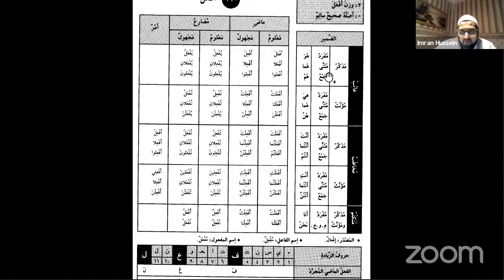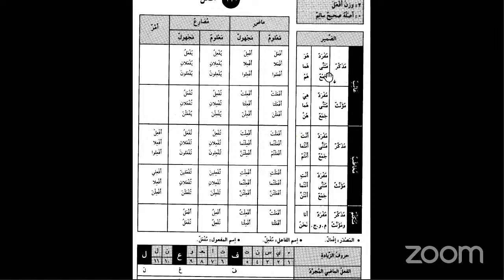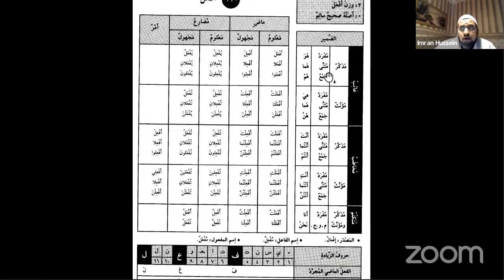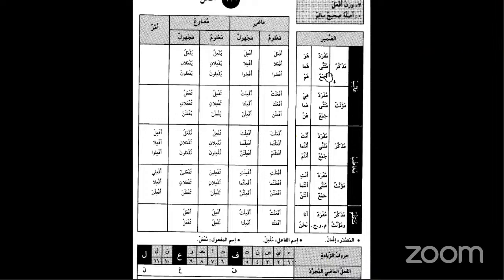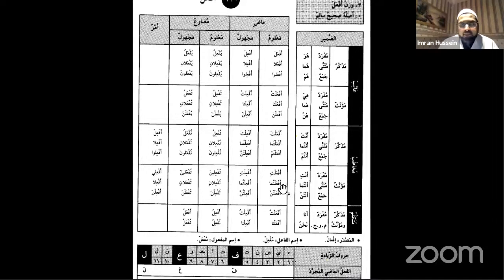Sister Tahrina, can you come on the mic for a second? Ji Sheikh. Can you do the present tense of which one? Yukrimu. Yukrimu, yukrimani, yukrimuna, tukrimu, tukrimani, yukrimna, tukrimu, tukrimani, tukrimuna, tukrimina, tukrimani, tukrimna, ukrimu, nukrimu. Excellent.